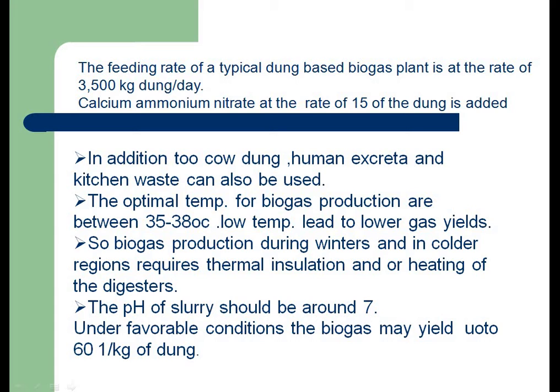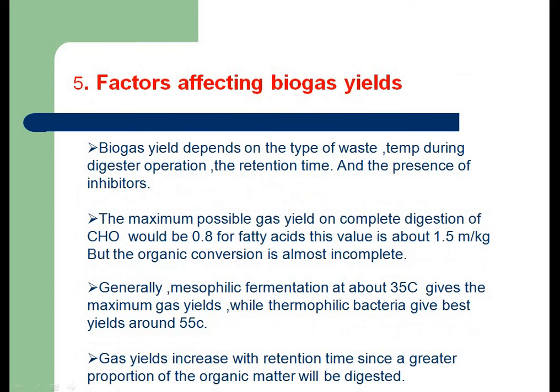So in addition to cow dung, human excreta and kitchen waste also can be used. The optimal temperature for biogas production is between 35 to 38 degrees. Low temperature leads to low gas yields. So biogas production during winters and in cold regions requires thermal insulation and heating of the digesters. pH is usually 7. So what are the factors which are affecting the biogas? It depends on the type of waste, temperature during digester operation, the retention time and the presence of inhibitors.